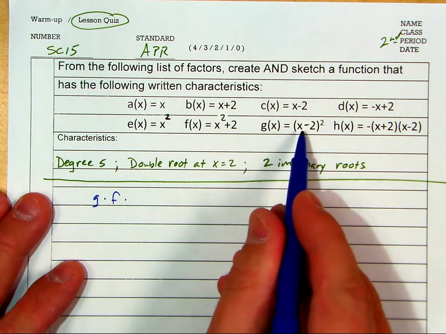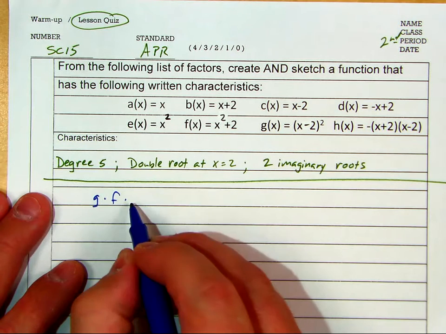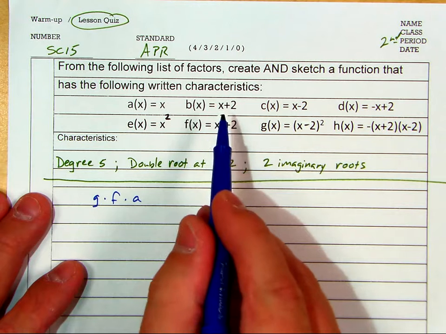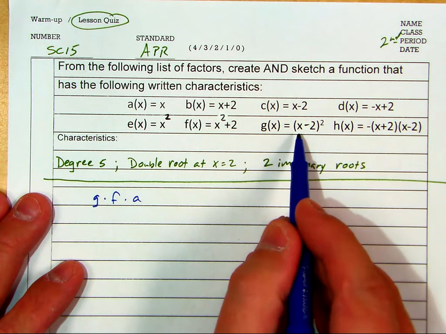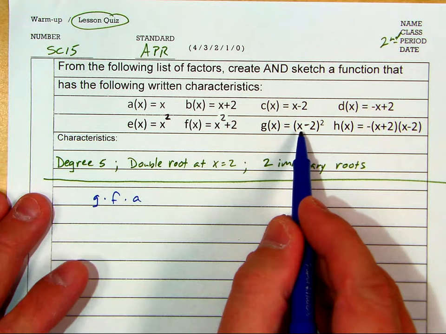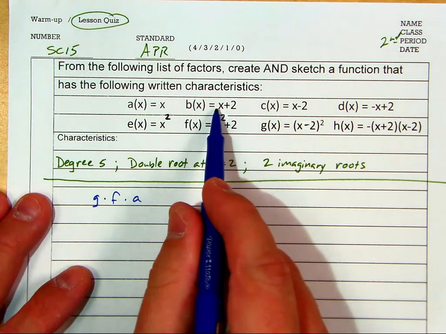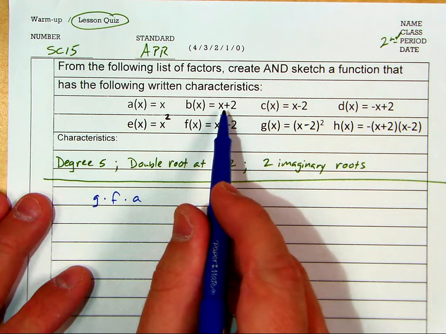So that's 2, that's 4, but I need it to be degree 5. I'm going to add on function a to make it degree 5. Now, if you threw in function b or c or d with function g, that would make it a triple root, and we don't want to go there. So if you use g and f, or you could throw in this 0 right here is negative 2. You could throw in b, it'd be a slightly different graph.